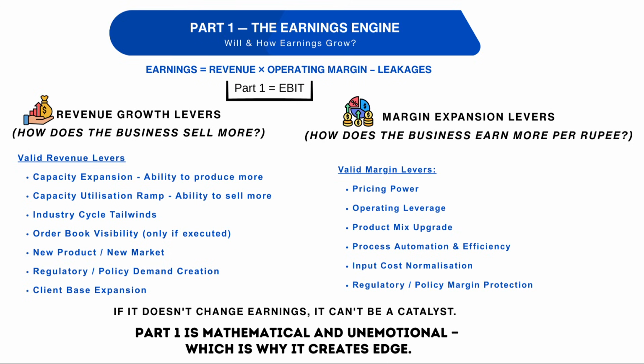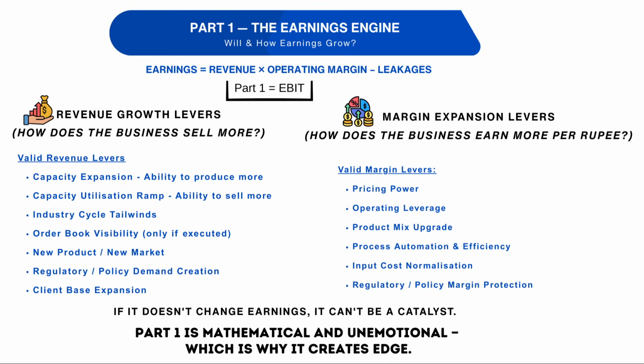Now the third is product mix upgrade. Suddenly companies started selling high value products and moved towards premium products instead of commodity products. Now revenue may grow modestly, but margin expands immediately. So for example, moving from a standard transformer to high voltage or export grade transformers. Same factory, same client base, but better margin profile.